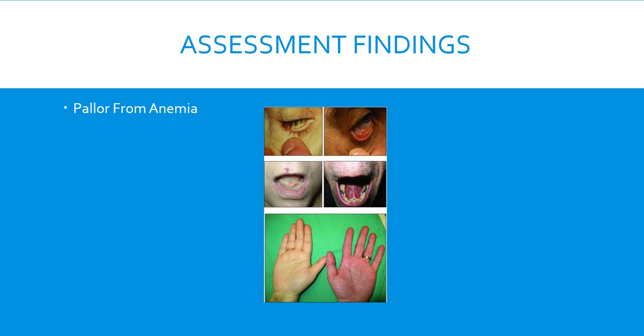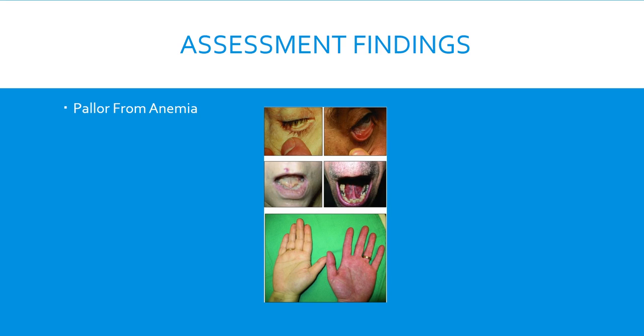So here's your assessment findings. If you actually look under the conjunctiva or under the tongue or the hands, you'll find that they're very pale, as opposed to when people have enough, they tend to be very nice and bright and pink.